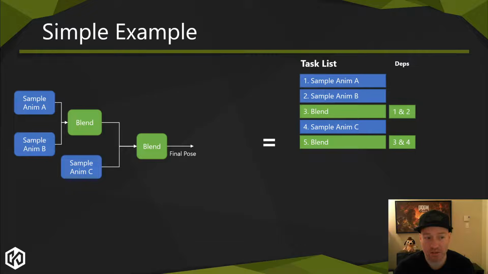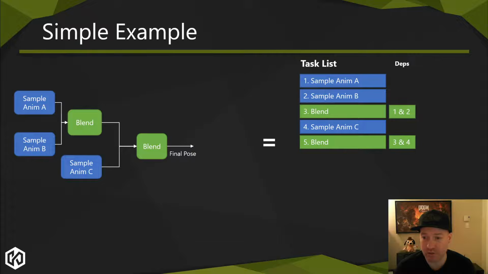If I have 2 animations that I'm reading and then I want to blend them, and then I want to take that result and blend it with another animation, well, we generate a task list that basically says, sample A and B, then register a blend task with the dependencies 1 and 2. You'll see that the samples don't have dependencies because they're the source. Then we'll sample C, and then we'll blend it, but the dependency now is 3 and 4.